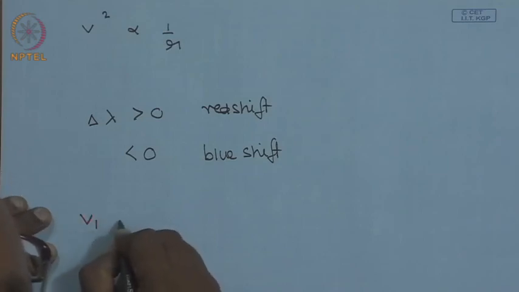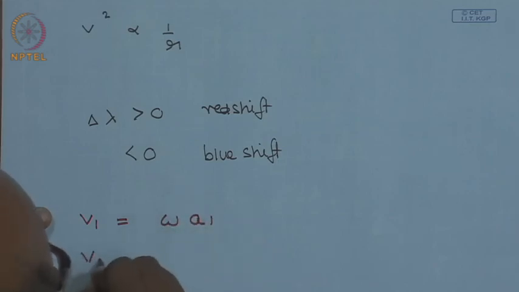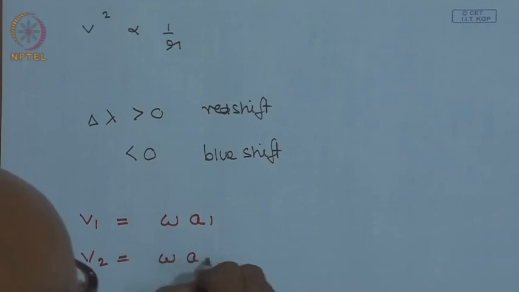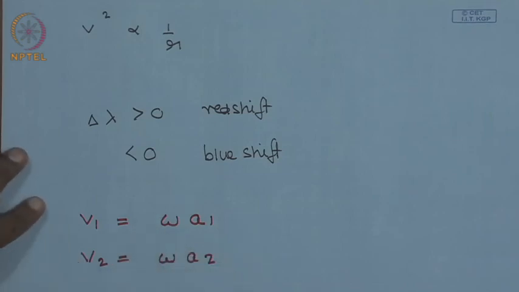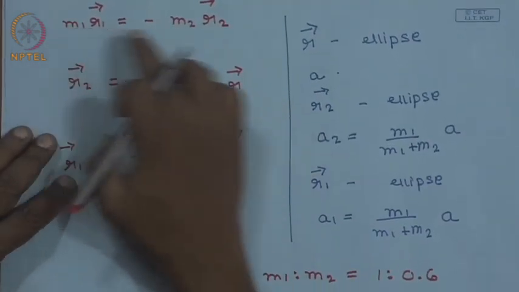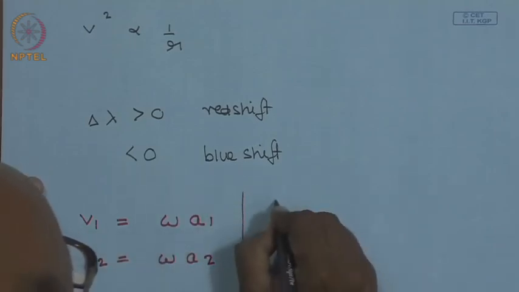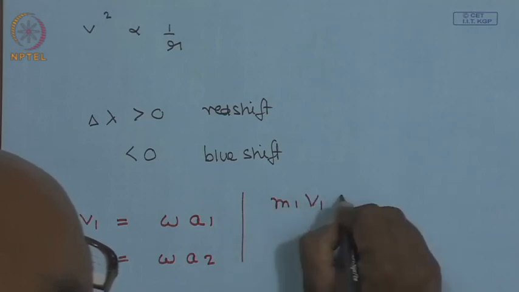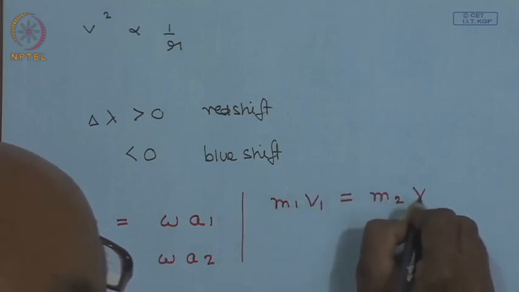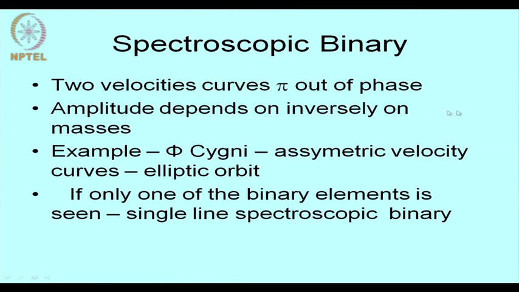V1 is equal to, for a circular orbit, omega into A1, V2 is equal to omega into A2. Omega is the angular frequency which is common for both of them, and A1 and A2 are inversely proportional to the masses. So, the velocities also are inversely proportional to the masses, and this is true even for elliptic orbits. So, the amplitude depends inversely on the masses. This is another characteristic feature.